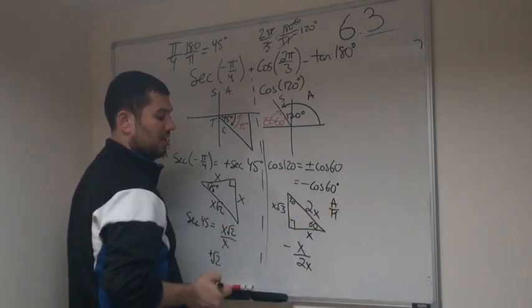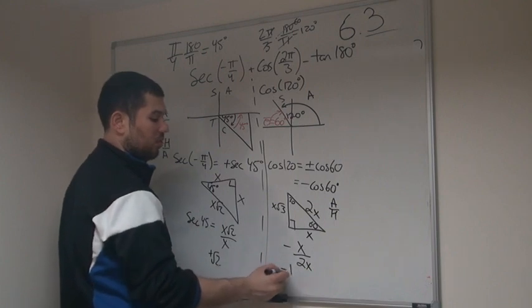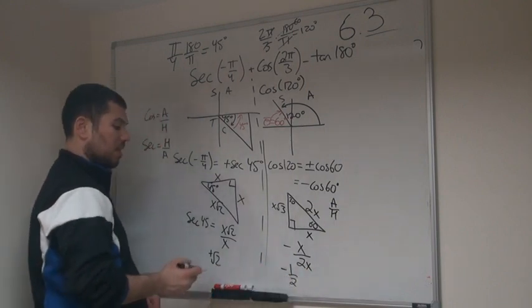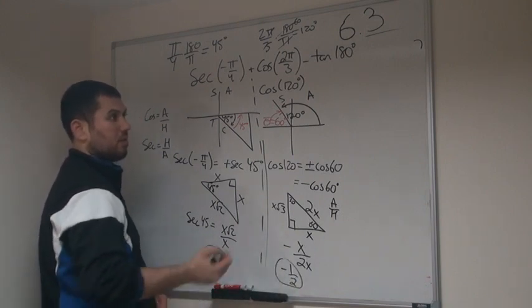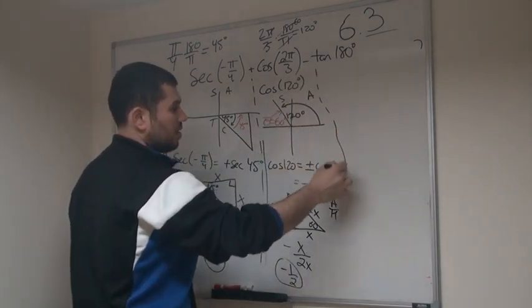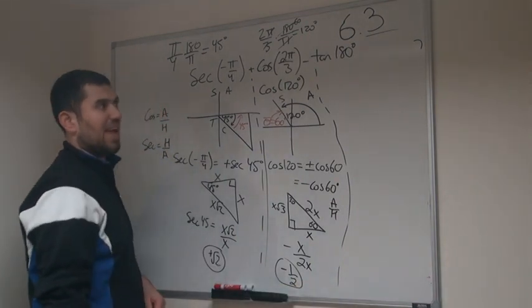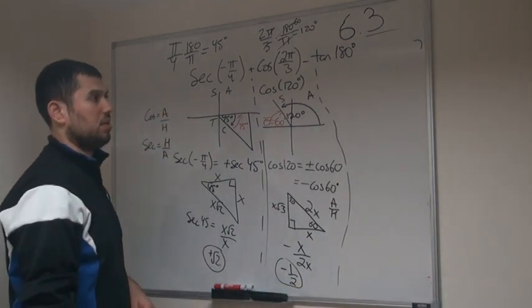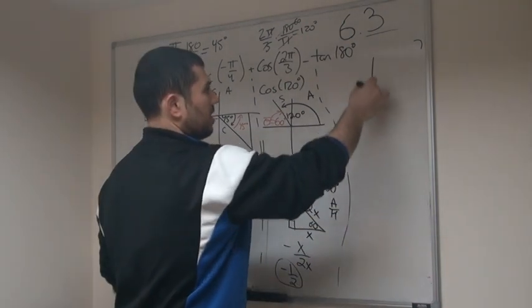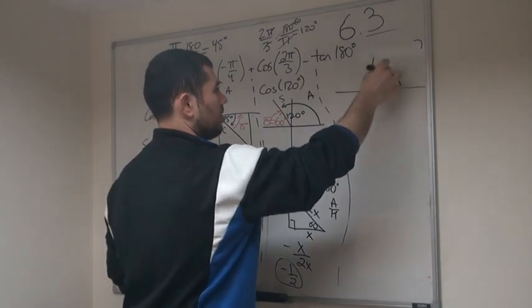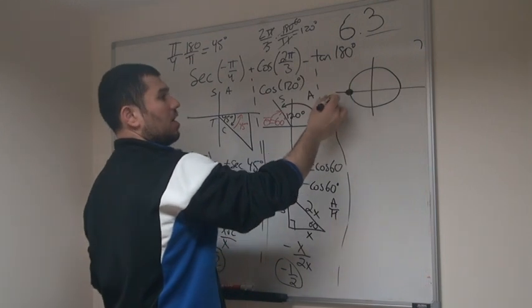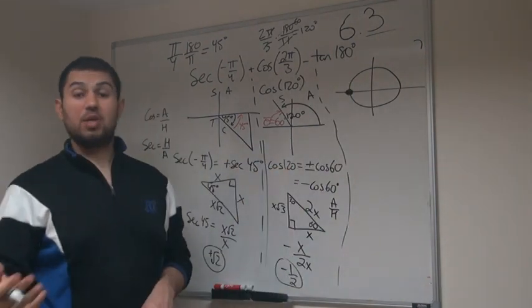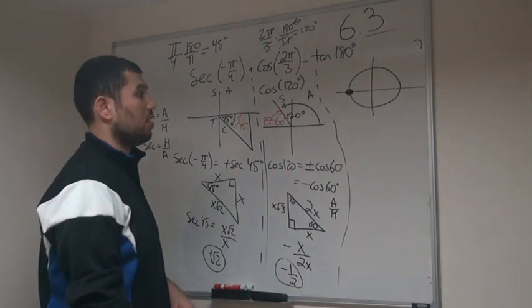But I need to negate it, so I get minus 1/2. So far I have plus rad 2, minus 1/2. What's the last piece? Minus the tan of 180. Well, let me draw this guy out. 180 degrees. Hey look, that ends on an axis. I'm going to use the unit circle.